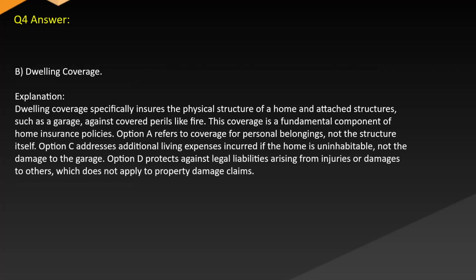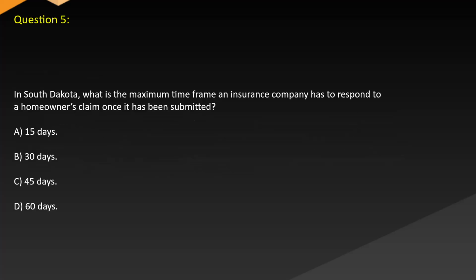Answer: B. Dwelling coverage. Explanation: Dwelling coverage specifically insures the physical structure of a home and attached structures, such as a garage, against covered perils like fire. This coverage is a fundamental component of home insurance policies. Option A refers to coverage for personal belongings, not the structure itself. Option C addresses additional living expenses incurred if the home is uninhabitable, not the damage to the garage. Option D protects against legal liabilities arising from injuries or damages to others, which does not apply to property damage claims.